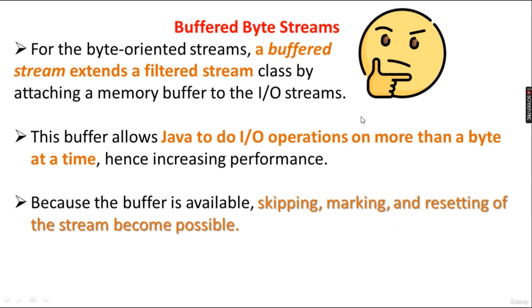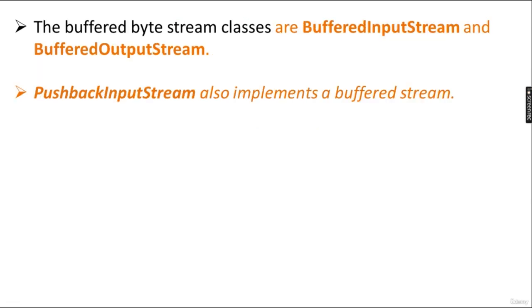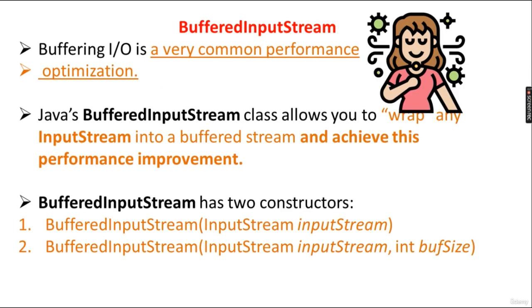What is the use of this buffered byte stream? It extends first of all the filter stream, and it attaches a memory buffer to the input-output stream. So operations like skipping, marking and resetting of the stream become easier. Okay, and your time is reduced, speed is increased. The buffered byte stream classes are BufferedInputStream and BufferedOutputStream. PushbackInputStream also implements a buffered stream. Next is BufferedInputStream.